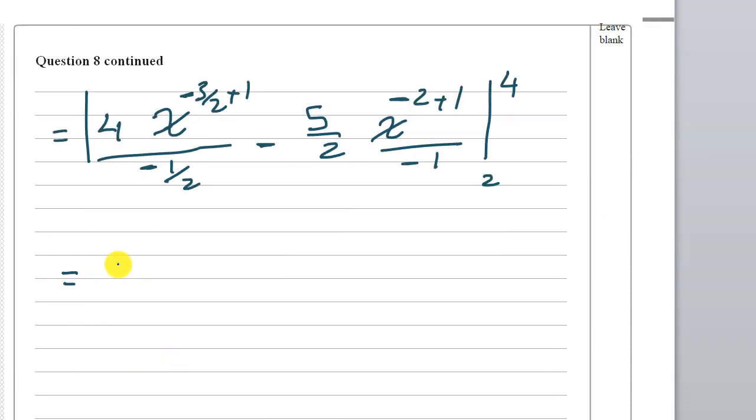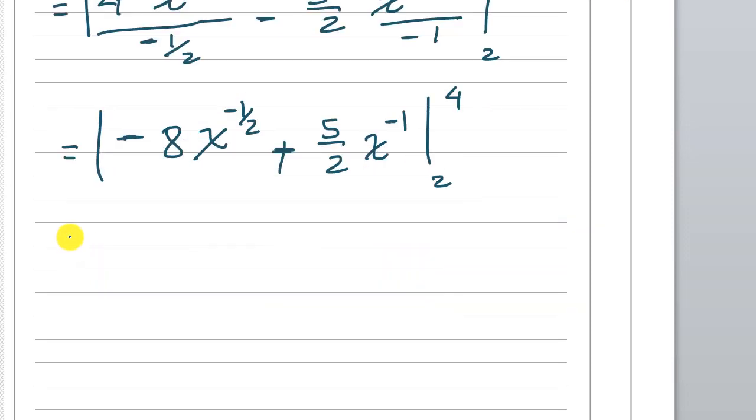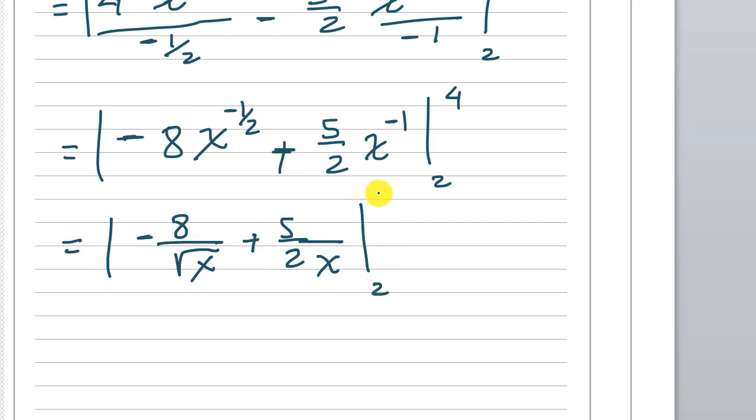So it's equal to minus 8x to the minus half, minus 5 over 2, so it will be plus, and here x to the minus 1 from 2 to 4, minus 8 divided by square root of x plus 5 over 2 divided by x from 2 to 4.